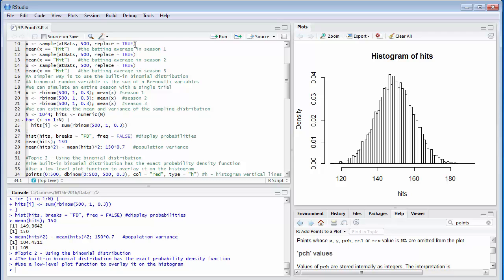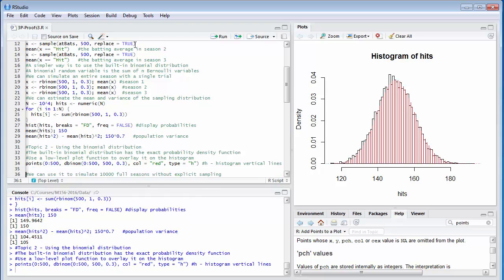I'm plotting it in red, and type equals h, which I discovered experimentally, makes something that looks quite a bit like a histogram. Notice it will only plot between 120 and 180 because that's what's on the existing graph. And when I overlay this density function on the histogram, you see the two things match up quite nicely.